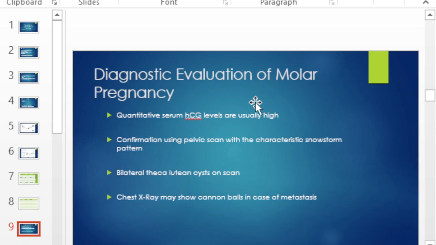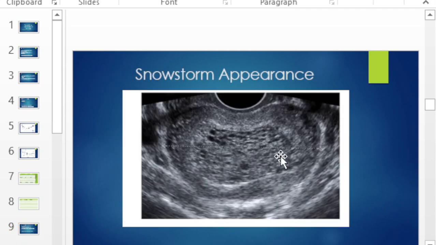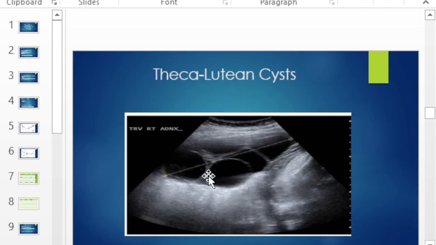So how do you make a diagnosis? How do you evaluate for a diagnosis? Of course the first one is a beta HCG, which in all molar pregnancies is very high. And if you go ahead to do your ultrasound, you get the classic snowstorm appearance. On your ultrasound also, you get these huge theca lutein cysts. So when you get a woman with a molar pregnancy and you do a scan, you find that she's got huge bilateral cysts. Sometimes it could be unilateral.